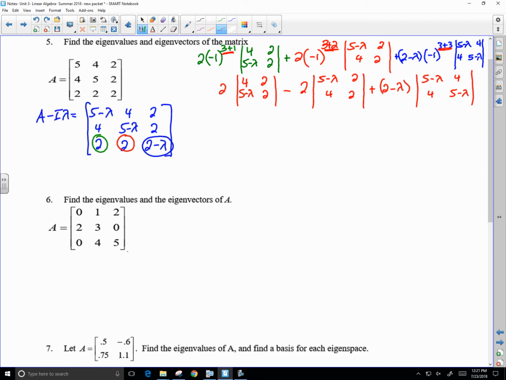All right. We're looking at 8 minus 2 times 5 minus lambda, minus 2 times, I'll just write it as 10 minus 2 lambda minus 8, which you can clean up on the fly if you want, plus 2 minus lambda multiplied by 5 minus lambda quantity squared minus 16.